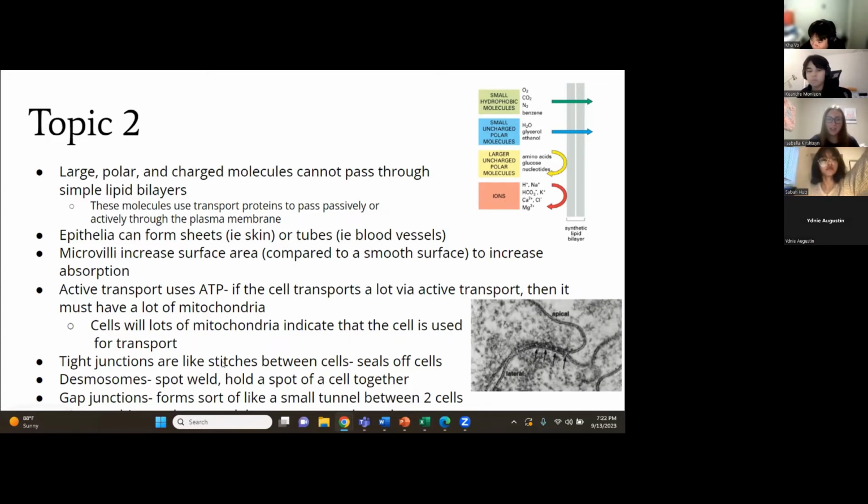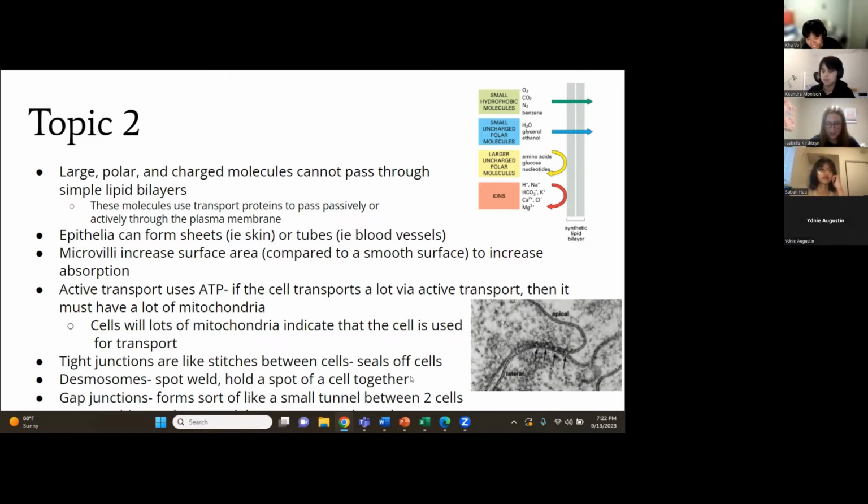Know that tight junctions are like stitches between cells; they seal them off. I put a picture of that here. Desmosomes are like spot welds and they hold two spots of a cell together. And gap junctions form sort of like a tunnel between two cells where things can pass through.